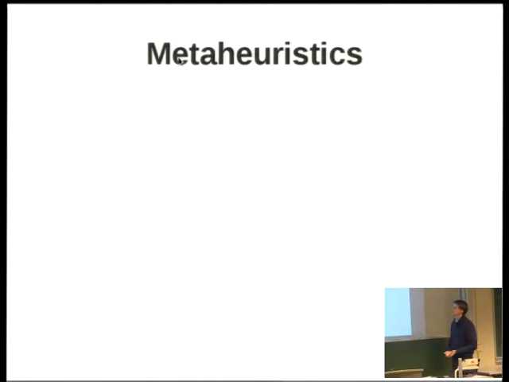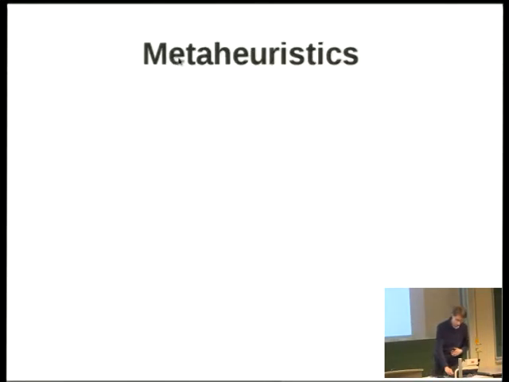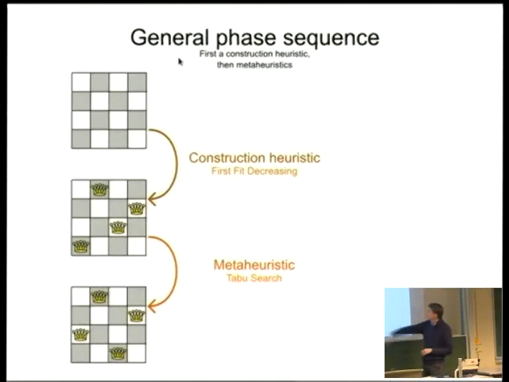So what are metaheuristics? Well, metaheuristics will basically take this solution, which we found by construction heuristics, and transform it into a better and better and better solution. And there are a couple of ways of doing that. So basically we take an empty chessboard, we add the construction heuristics, and then we do metaheuristics, such as tabu search, which is one of the metaheuristics, to get to our optimal solution, right?